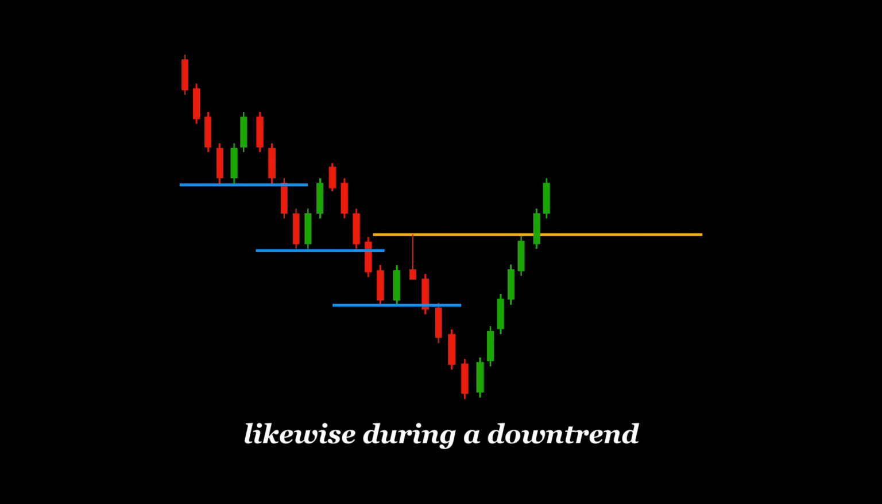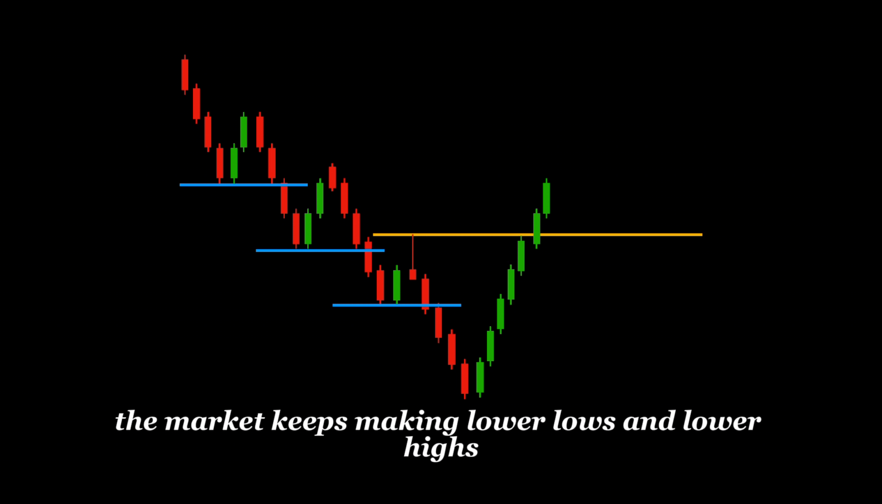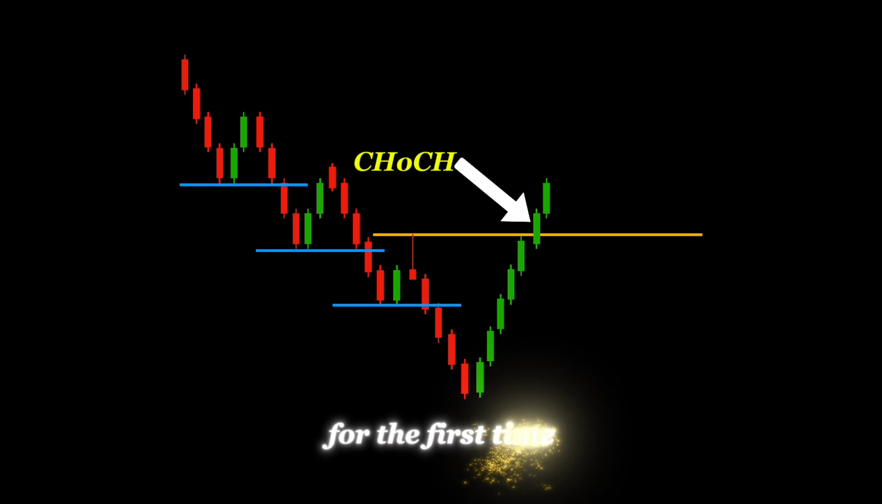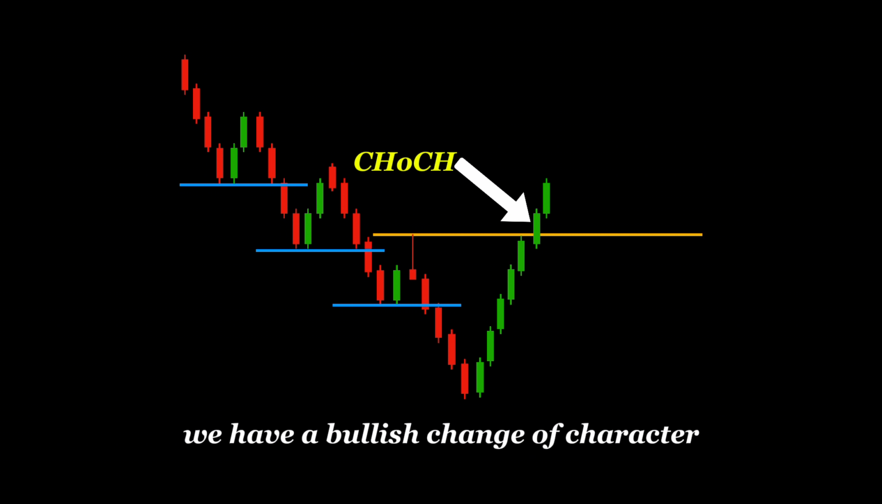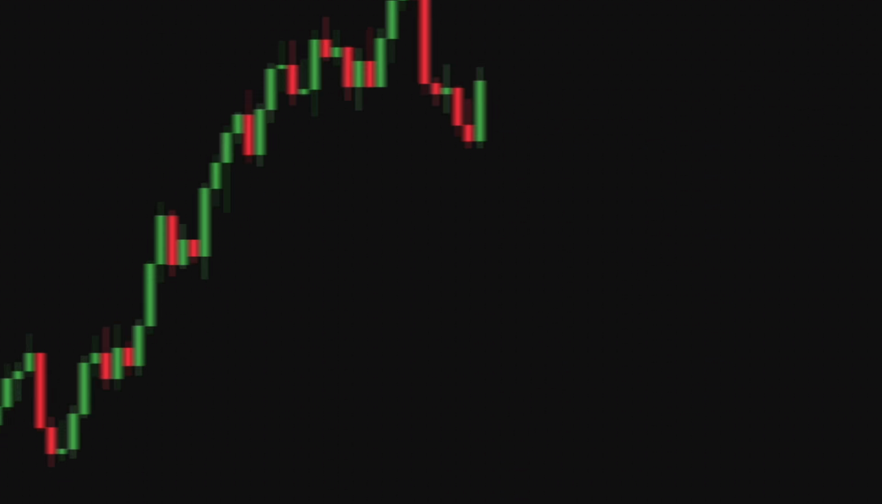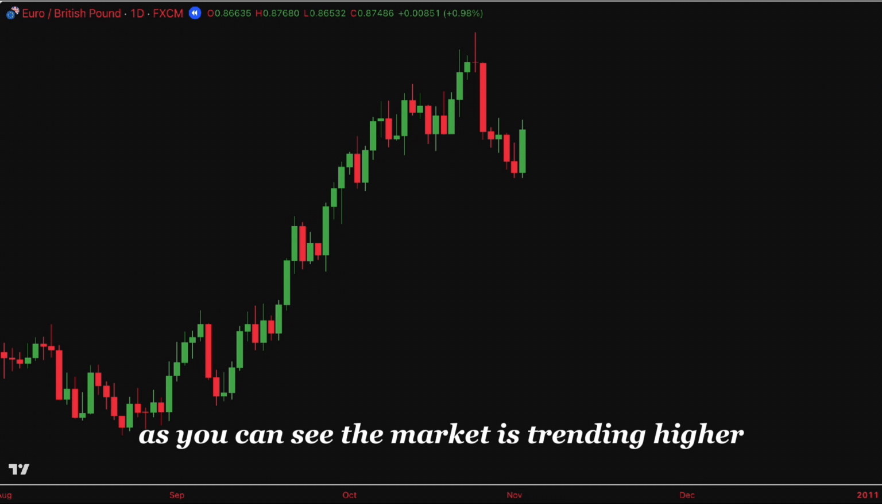Likewise, during a downtrend, the market keeps making lower lows and lower highs. If price suddenly breaks above a previous swing high for the first time, we have a bullish change of character. This indicates that buyers may be taking control of the market. Look at this chart example. As you can see, the market is trending higher.